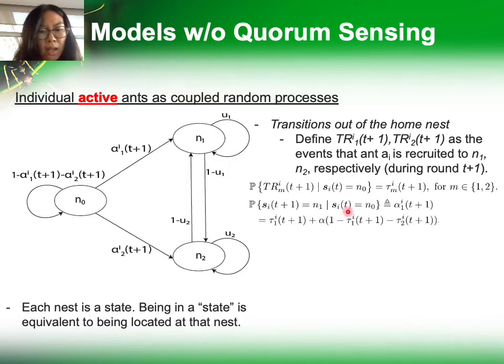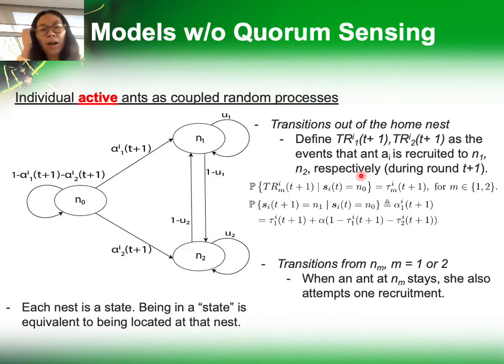We use this expression as the probability of an ant being recruited to N1 or N2. Like I said, the total probability of an ant getting out of N0 during round T+1 is the probability of getting recruited. So this is showing going from N0 to N1 is the probability of being recruited to N1 plus alpha times the probability of not getting recruited at all to either N1 or N2. This alpha here is the probability of independent discovery. There's also a chance that the ant doesn't get recruited or doesn't discover other nests by herself, so then she just stays in N0.